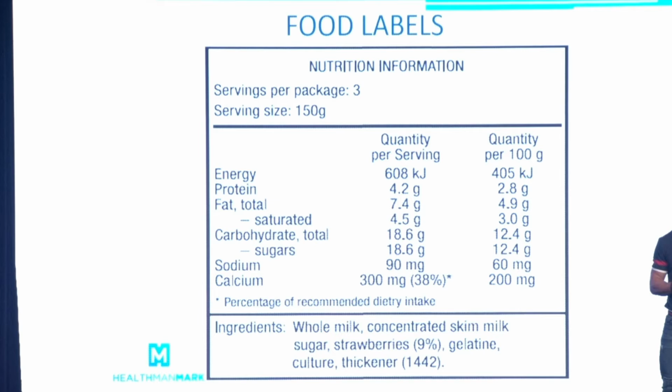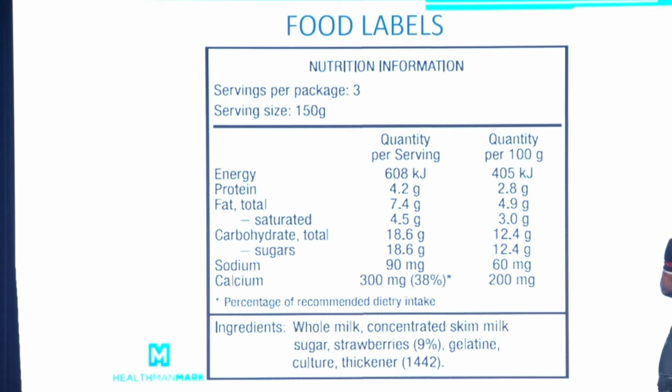How did we go over here? 12.4, close. 12.4 sugar, 12.4 carbohydrate. That means that the entire amount of carbohydrate in this product comes from sugar. Okay? It's not a large amount. Sometimes we can't get away from it, but that's just what it means in a label so that you can interpret this label and make sense of it.